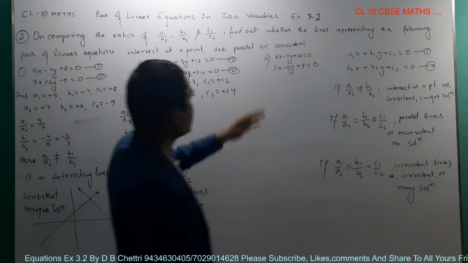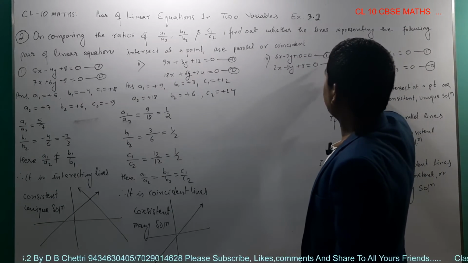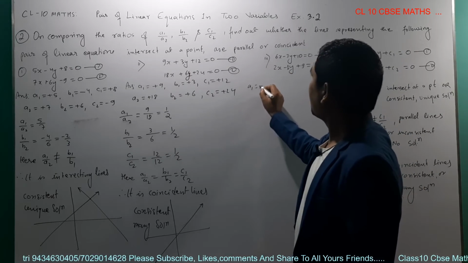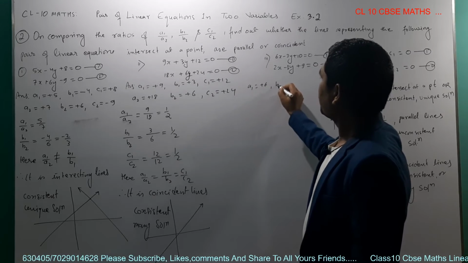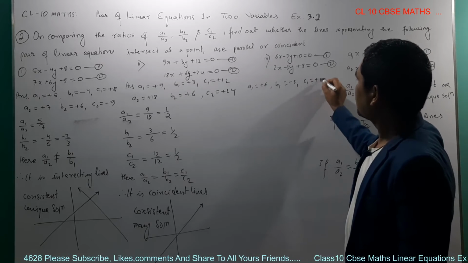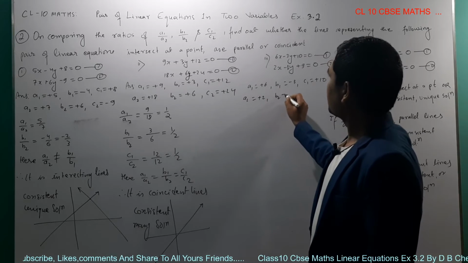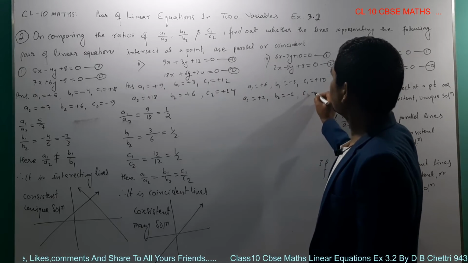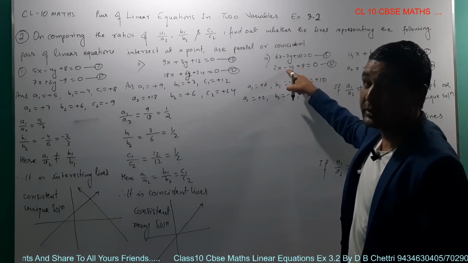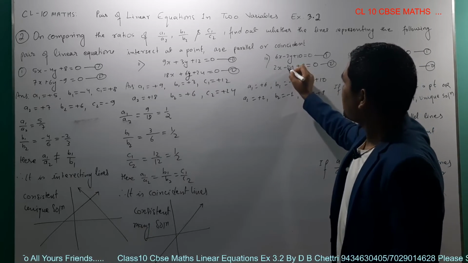Now the third one is there. Get the values of A1, B1, C1 and A2, B2, C2. A1 is plus 6. B1 is minus 3. Then C1 is plus 10. Now similarly get A2. A2 is plus 2. B2 is minus 1. C2: if there is no number, remember there is a 1, but don't write the variable. C2 is plus 9.